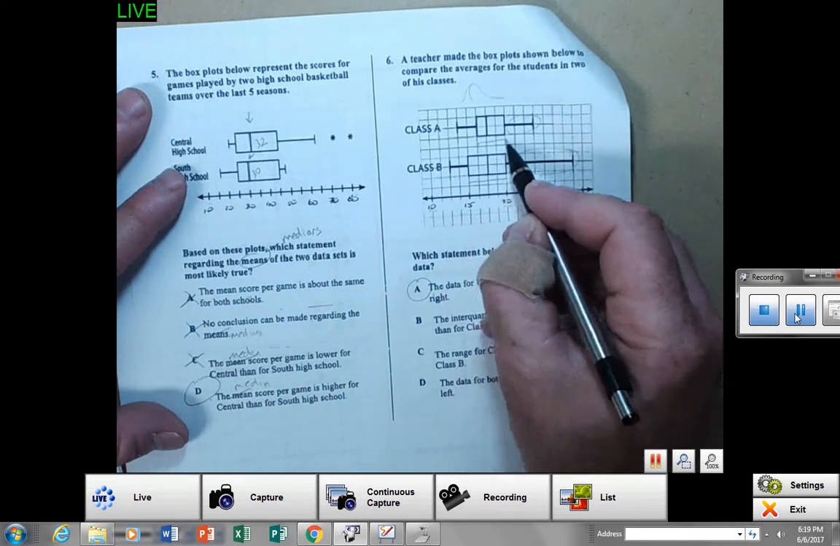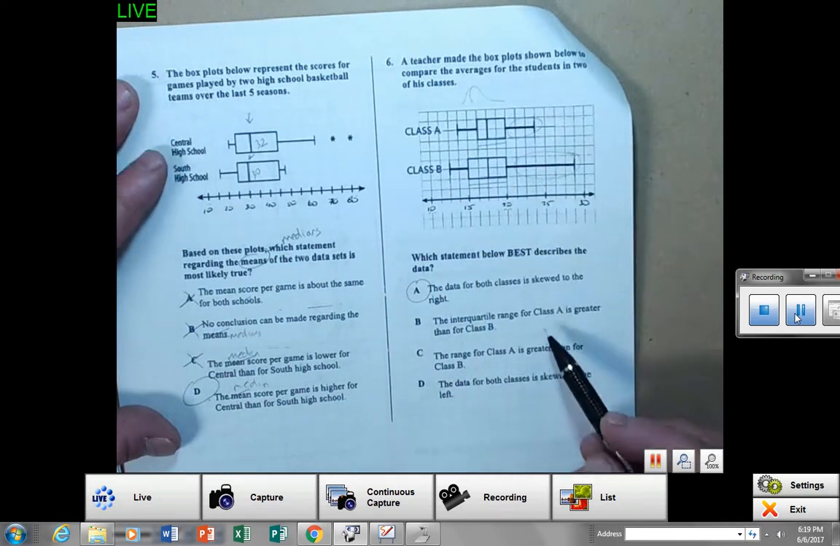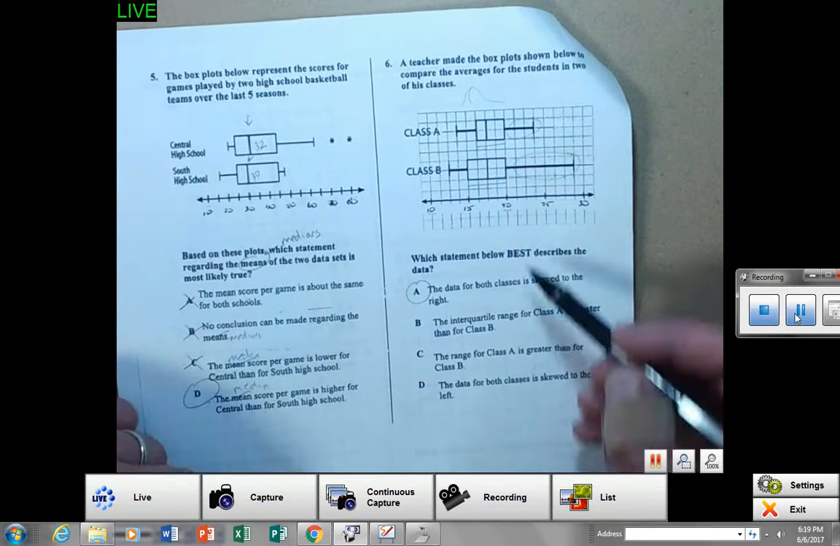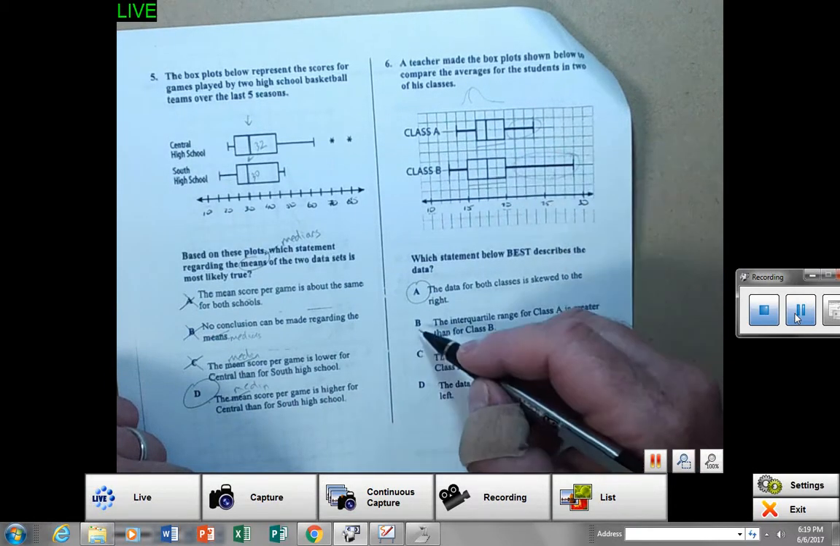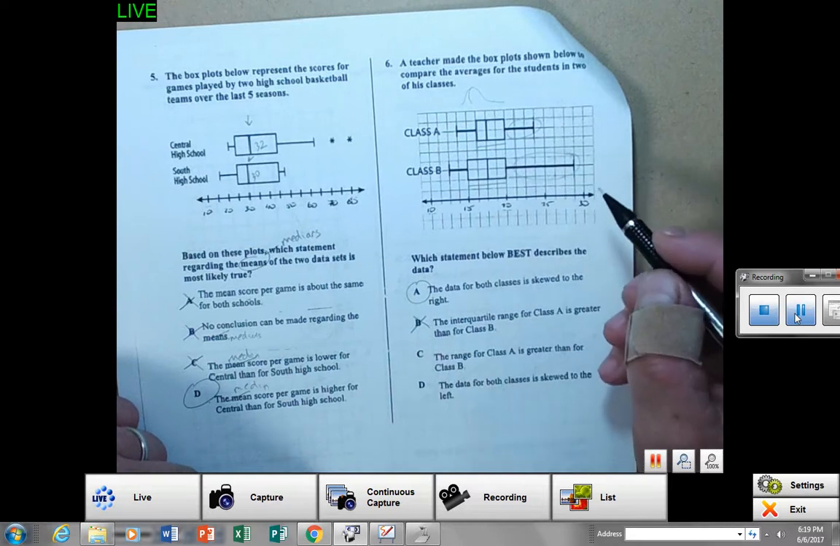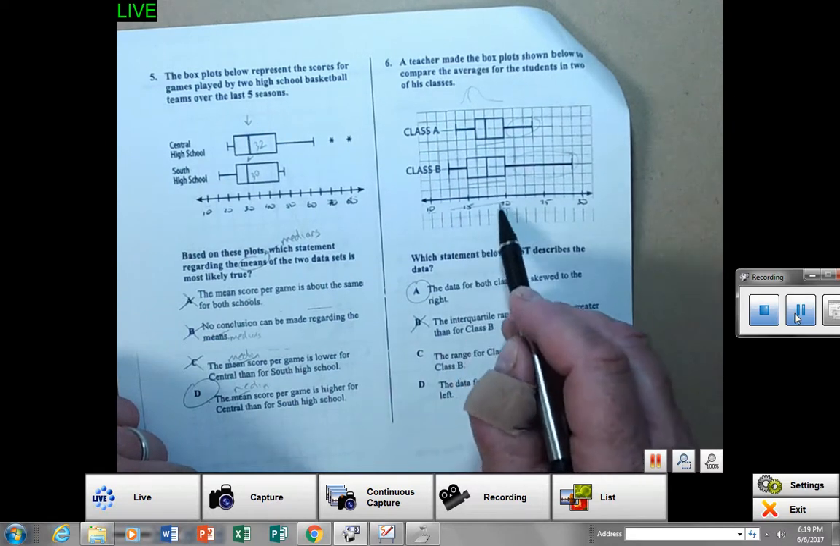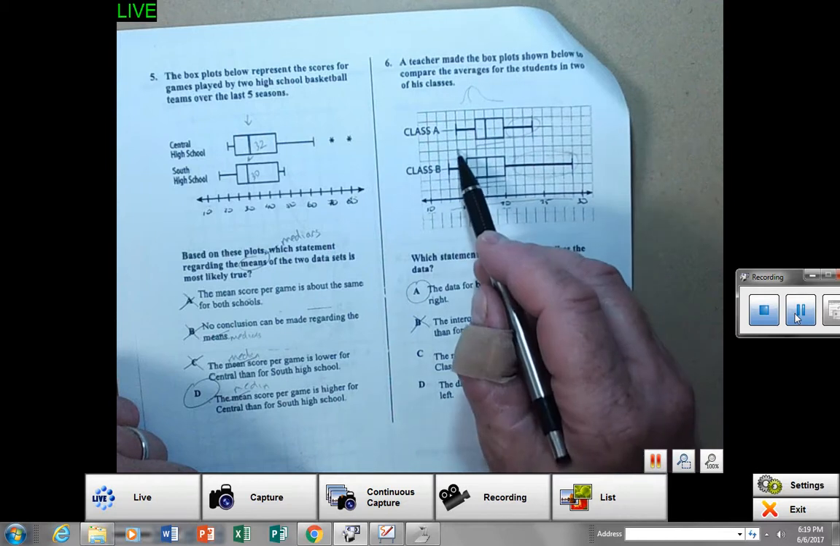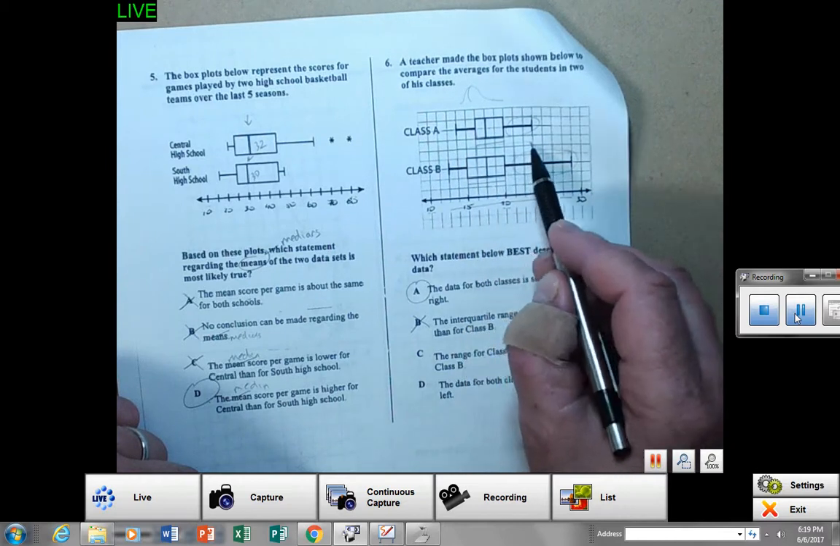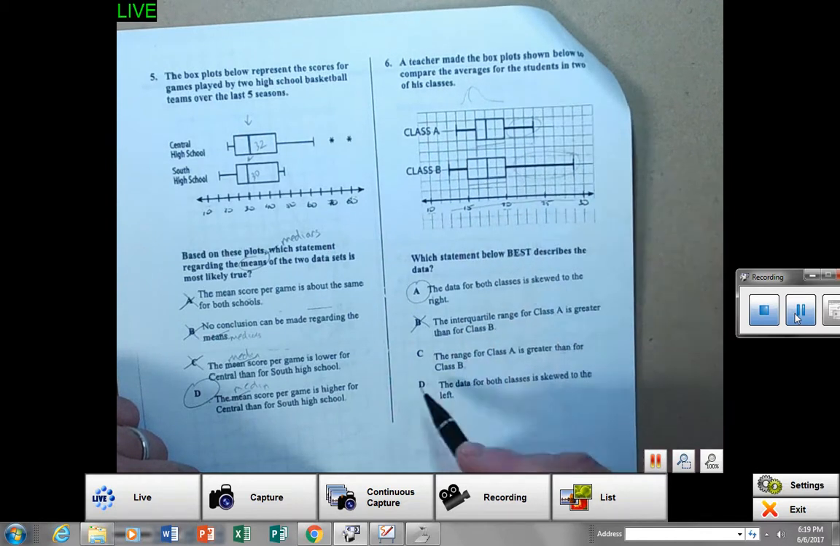The interquartile range is the distance from here to the edge of the box. The interquartile range for A here is short. For B, it's longer. So that is not a true statement. The range is all the way across. So the range of B is larger than the range of A. So this one would not be the case.